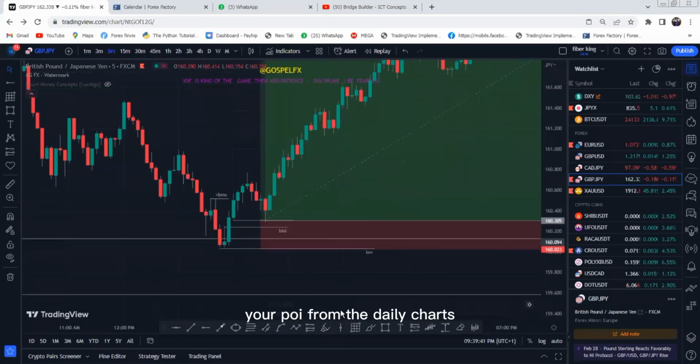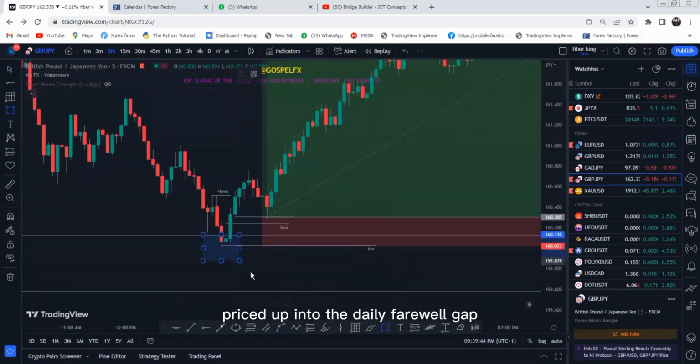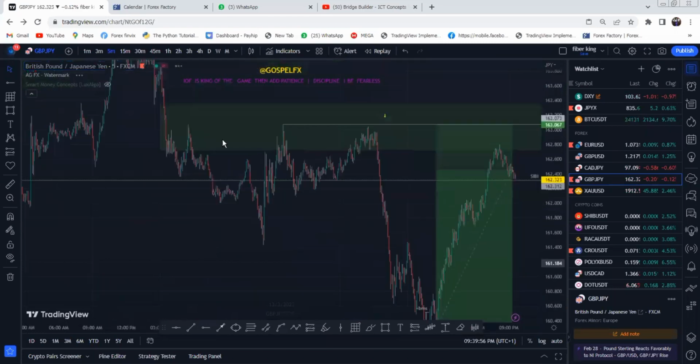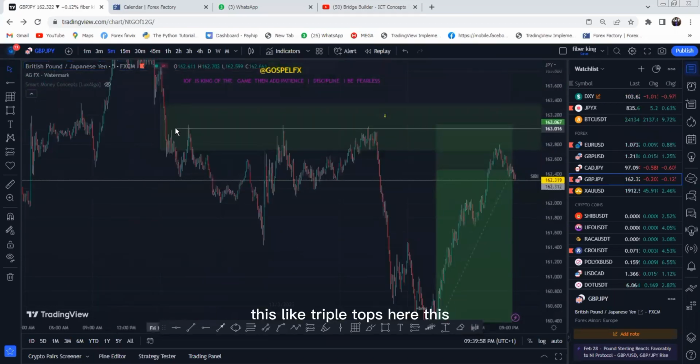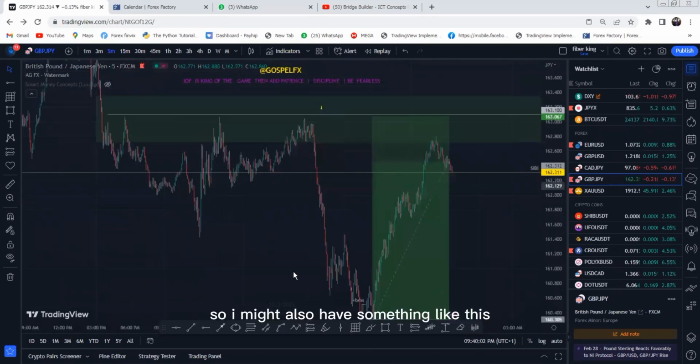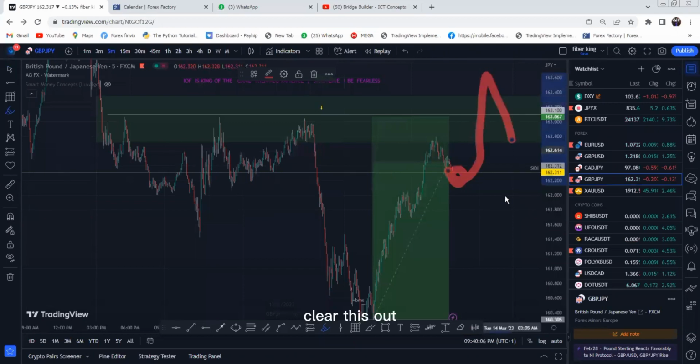Your POI from the daily charts, price tapped into the daily fair value gap, gave you a bread and butter setup on the 5 minute. You are in, and that's already over how many pips? This like triple tops here. Price is going to clear this out, I guess. See, so we might just have something like this. Boom. Clear this out.